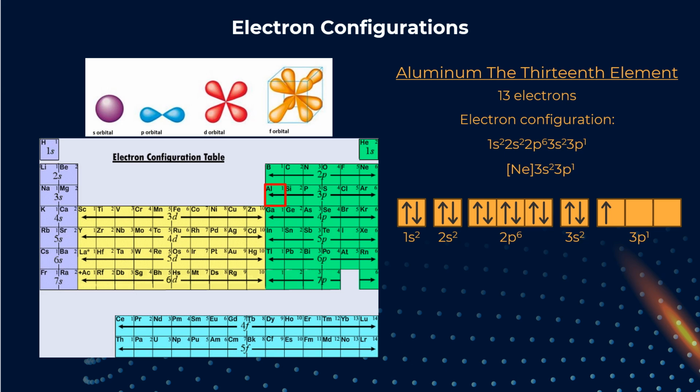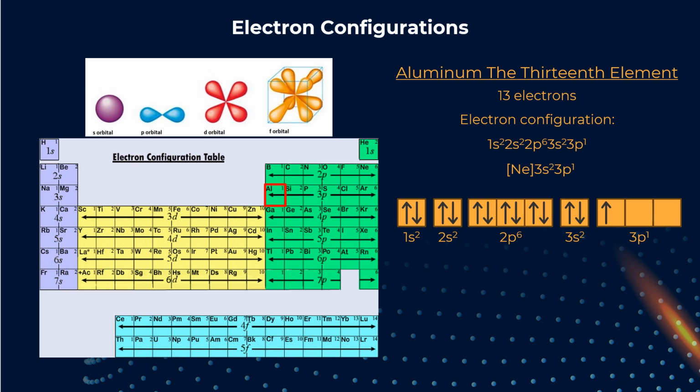Let's apply this to aluminum, the first element we're discussing today. Aluminum is the 13th element in the periodic table, meaning it has 13 electrons. To determine its electron configuration, we follow the order of orbital filling. The first 2 electrons go in the 1s orbital, giving us 1s2. The next 2 electrons fill the 2s orbital, 2s2. Then 6 electrons fill the 2p orbital, 2p6. That brings us to 10 electrons so far. The next 2 fill the 3s orbital, 3s2, and the final electron goes into the 3p orbital, giving us 3p1.